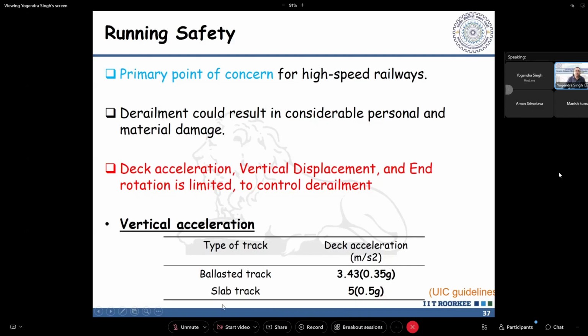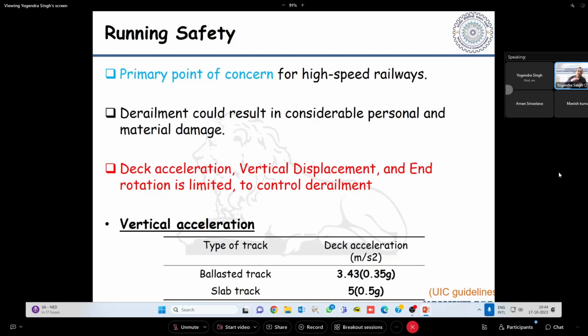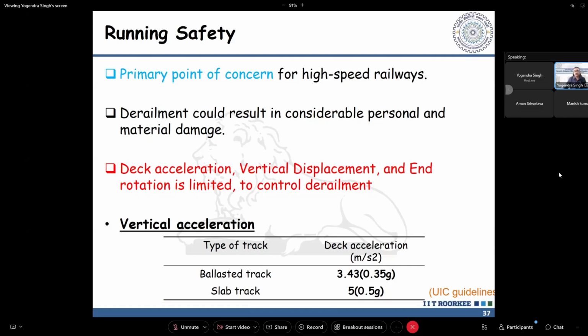This is being obtained using a moving load model, not considering the train-bridge interaction. So additional effect will come due to the vibration of the train itself. That's why this value is limited to 0.5 g. Ideally, the separation should occur when the vertical acceleration is 1 g. So when the vertical acceleration is 1 g, there will be a gap occurring between the wheel and the rail.